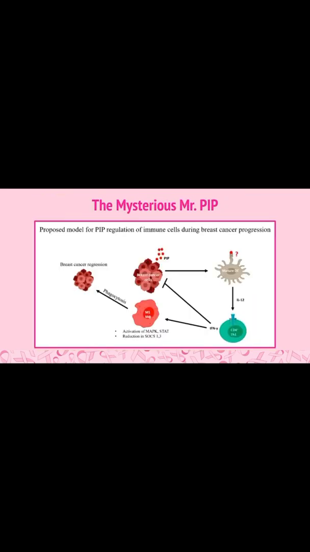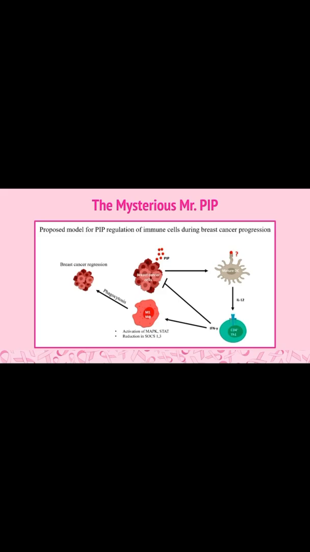The mysterious Mr. PIP. More than 90% of breast cancers express the protein called prolactin inducible protein, or PIP. The role of PIP in breast cancer is a mystery, but it seems to play a role in the immune response. A recent study found that the loss of PIP in vivo led to defective type 1 T helper cell activity. This has led to the theory that PIP may inhibit breast tumorigenesis by enhancing anti-tumor immunity.